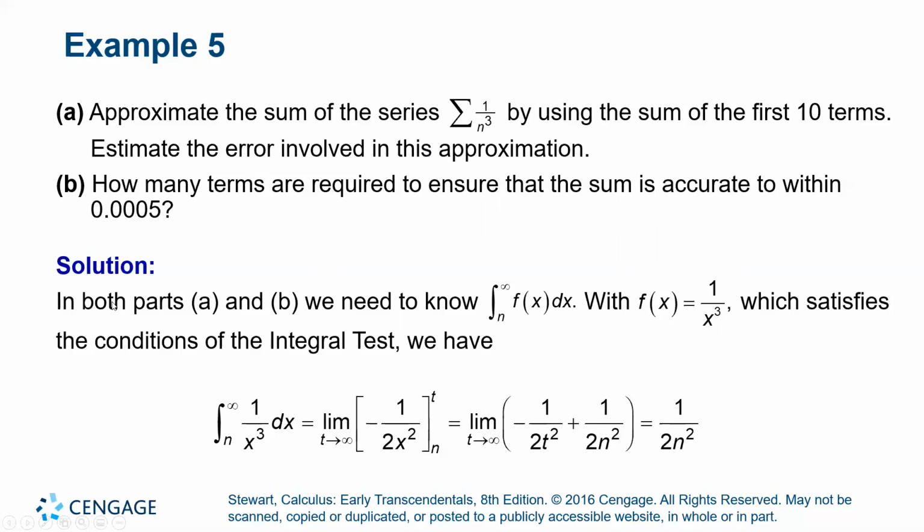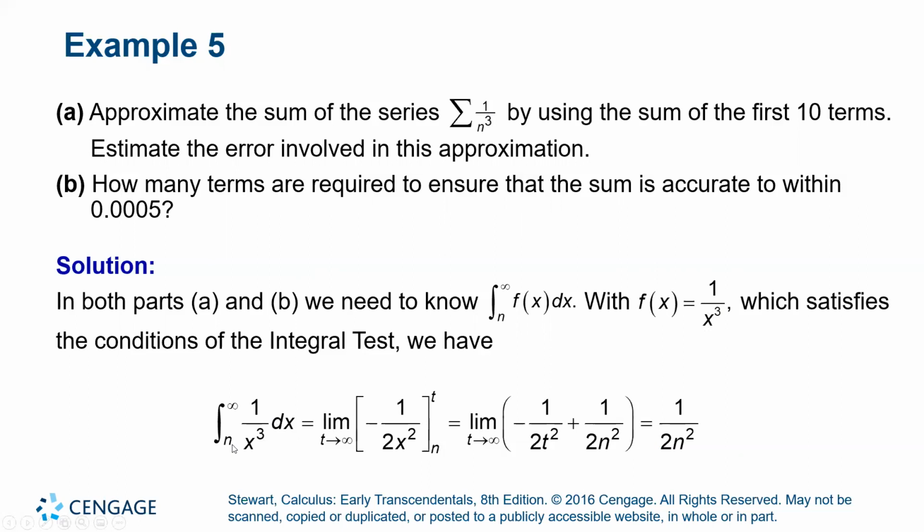So for the solution, for both of these parts, we're going to need to know the integral from n to infinity of f of x, which is 1 over n cubed turned into a function, would be 1 over x cubed. Okay, so 1 over x cubed definitely satisfies the continuous, positive, decreasing conditions. So we can set up the integral.